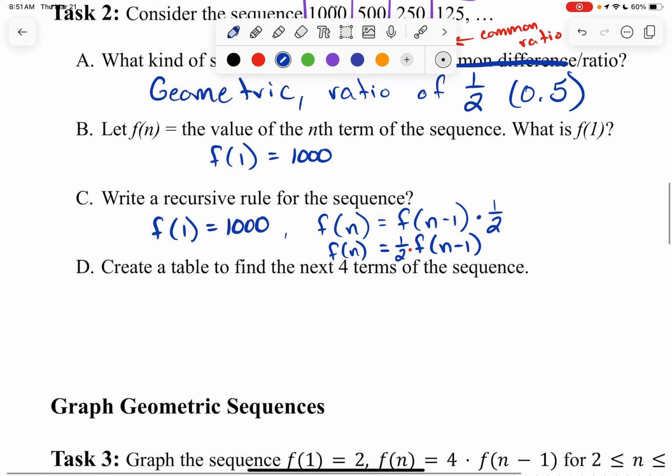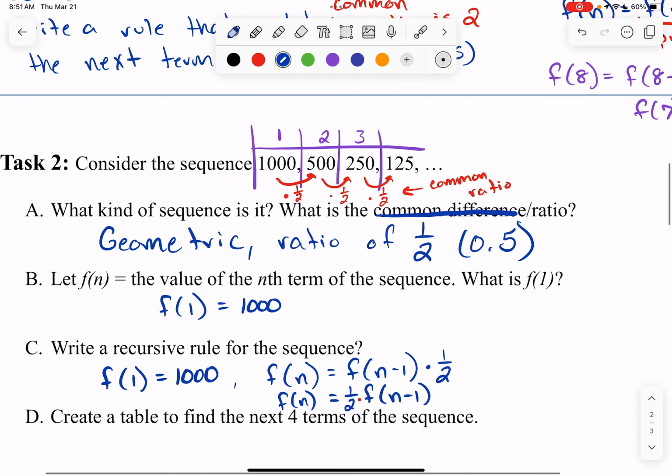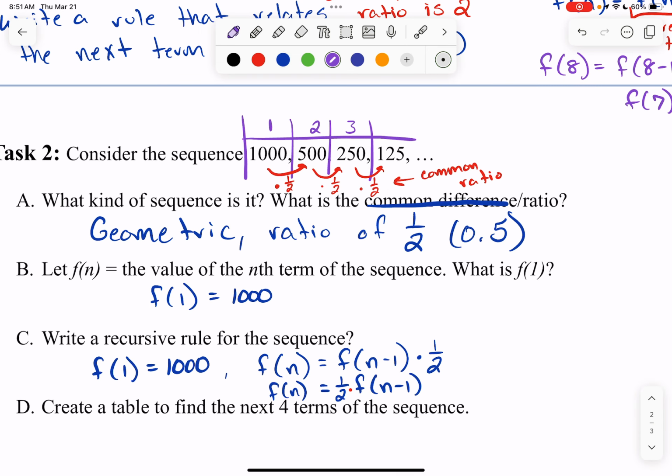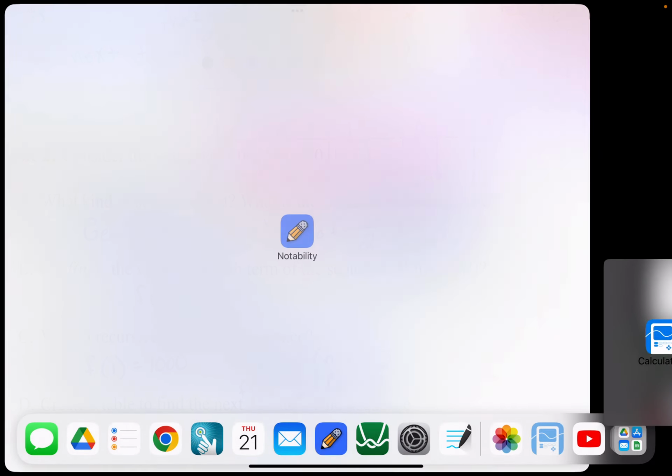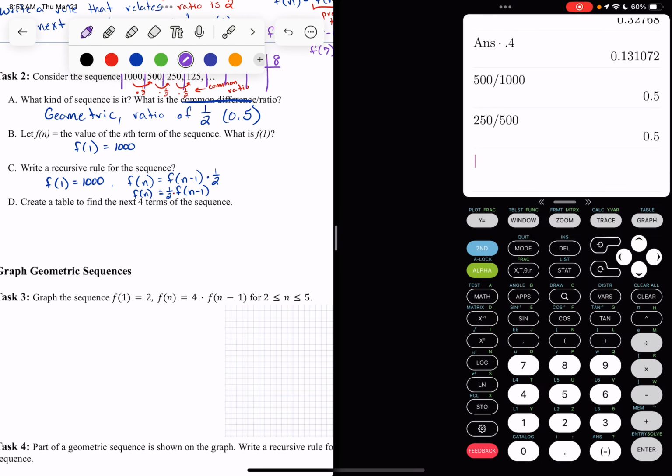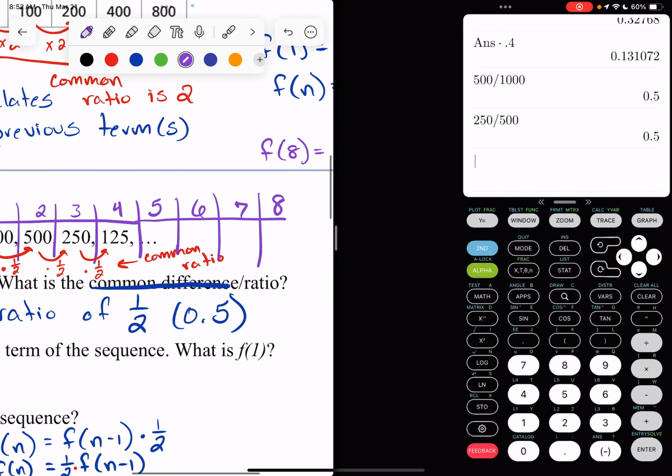Now it says create a table to find the next 4 terms of the sequence. Well, we already have a table up here. We just need to extend it. We want to find the next 4 terms: term 5, 6, 7, and 8. I'm going to use my new calculator trick that I just learned. Let's say 250, and we're multiplying it times 1/2, 0.5. That gives me 125.